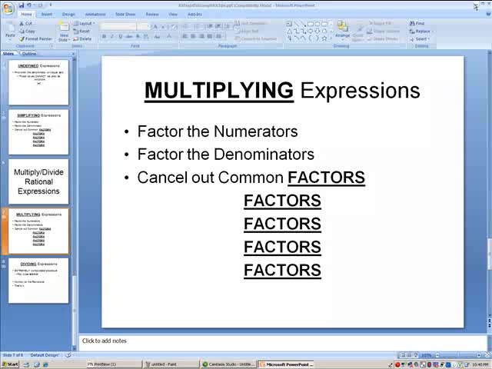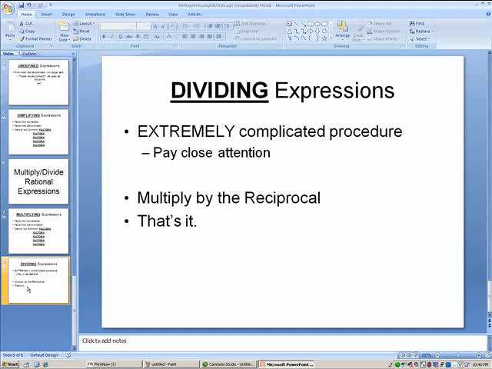Alrighty, and the last part of our video here will deal with dividing rational expressions. And usually I reveal one line at a time here on this slide. It's an extremely complicated procedure. Pay very close attention. Alright, first we start by multiplying the reciprocal. And then, well, that's it. I like to build up the fear and the anticipation.